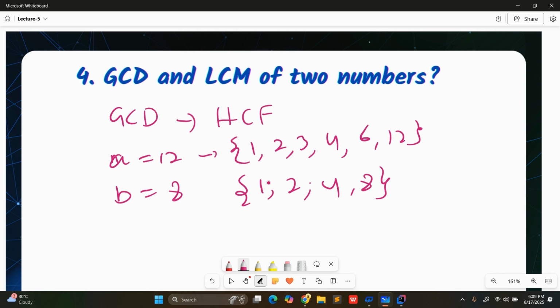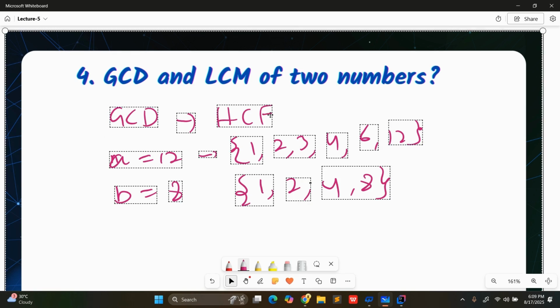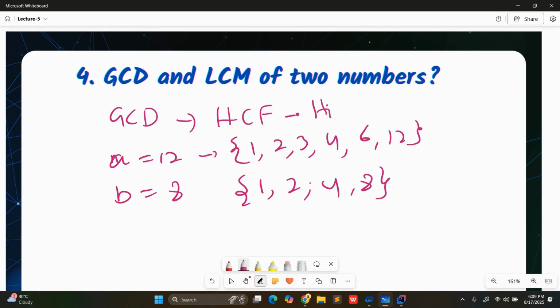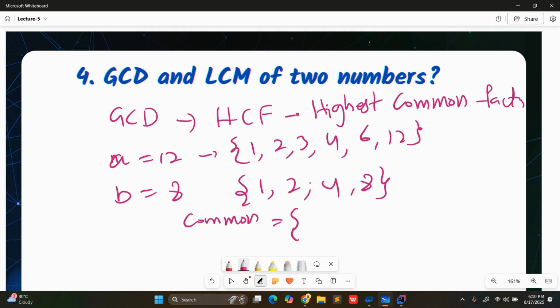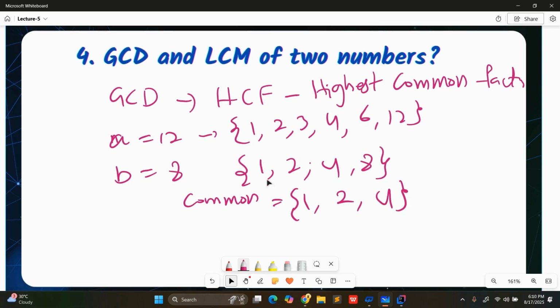So the number itself is also a factor. We just leave this one first for a while. So we will go with this definition, highest common factor. What is this? Highest common factor. Write all the common factors. That is, 1 is a common factor, 2 is a common factor, 3 is not a common factor, 4 is a common factor. We got three common factors. From this we need to find the highest, that is 4. It is very easy to find, right?